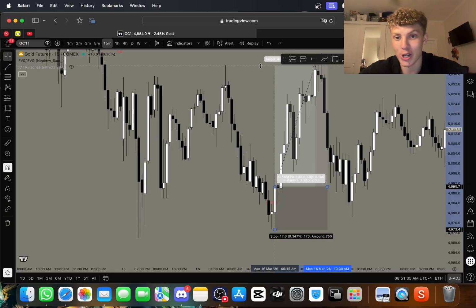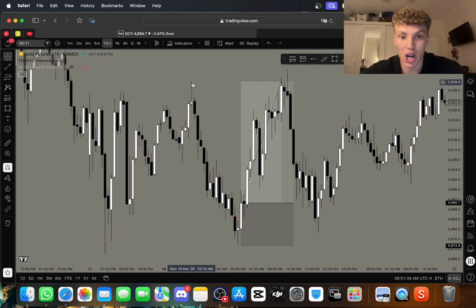Bang, we could catch a trade similar to this, a very good target at this high, possibly a good draw on liquidity. I have no idea.